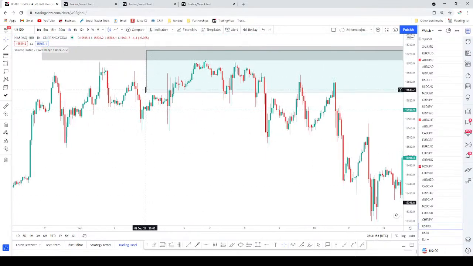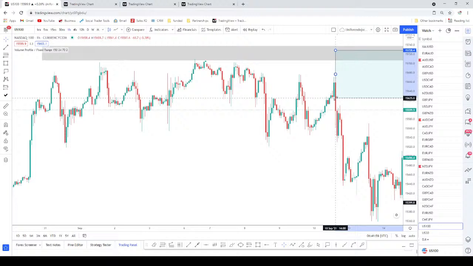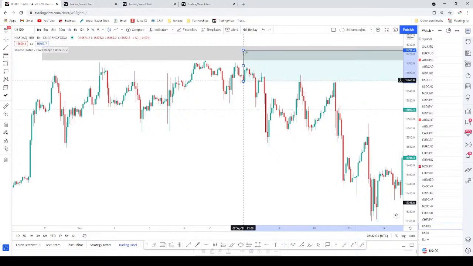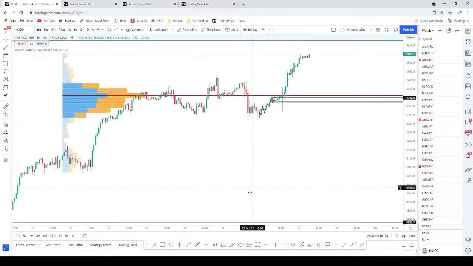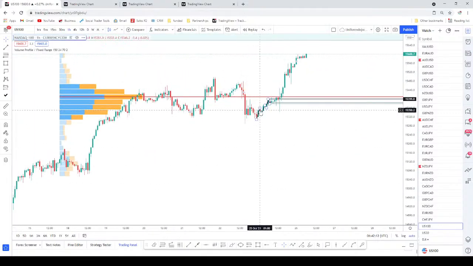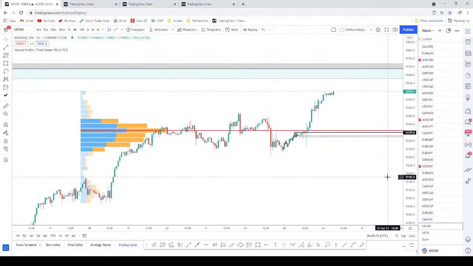So based on this alone, we'd probably want to use these ones over here. You can even use this one here. You cover a lot, or you can use this one here. You get a better R. So that's how you'd want to approach it. So this is how I would honestly approach US 100.